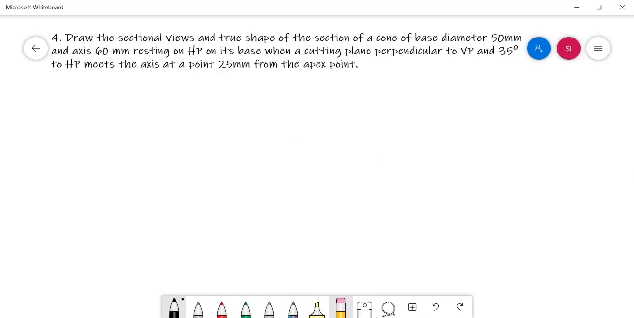Here it is. The problem is: draw the sectional views and true shape of the section of a cone of base diameter 50 mm and axis 60 mm resting on HP on its base, when a cutting plane perpendicular to VP and 35 degree to HP meets the axis at a point 25 mm from the apex point.